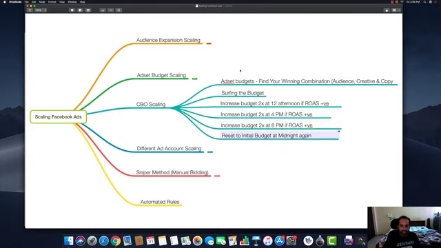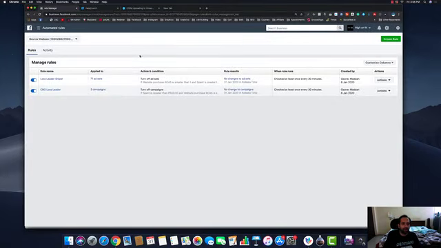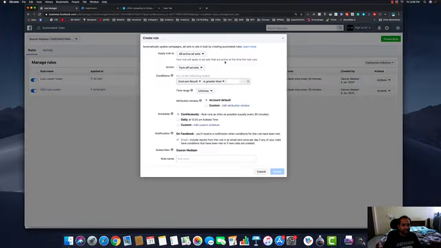There would be hundreds of CBOs running. How can you possibly surf each CBO manually? It's just not possible, it's an impossible task. So how do you really do it? If you want to do CBO scaling or CBO surfing, you can go ahead and create rules. You could apply a rule to all active ad sets or all active campaigns, or you could create a particular rule and apply it to only a single campaign as well.